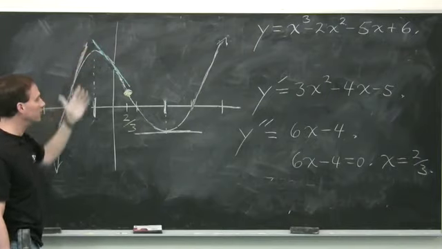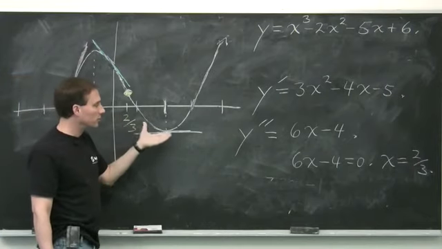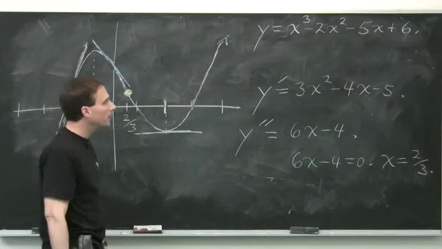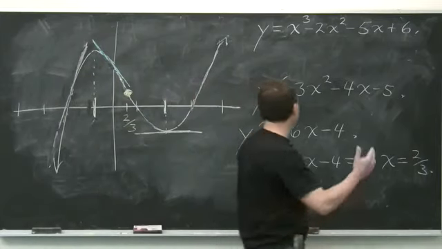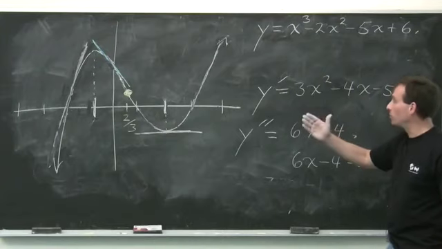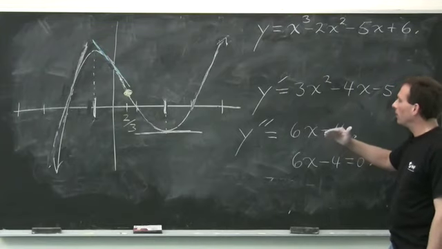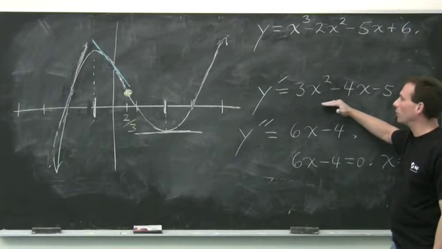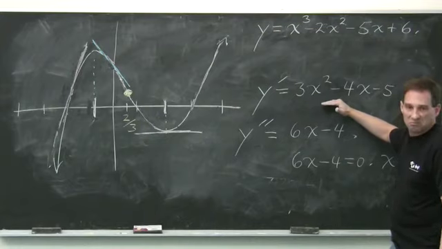So the graph is concave down. When x is greater than 2/3, y double prime is positive, and we see the graph is concave up. We can also analyze whether the slopes of the tangent lines, the slopes of the graph, are positive or negative. It's a little tougher because we have to use the quadratic formula to find where this is 0, but we can do that.